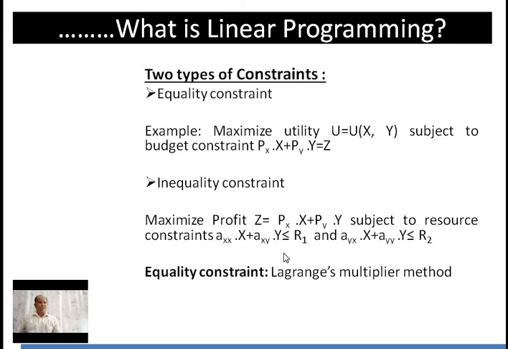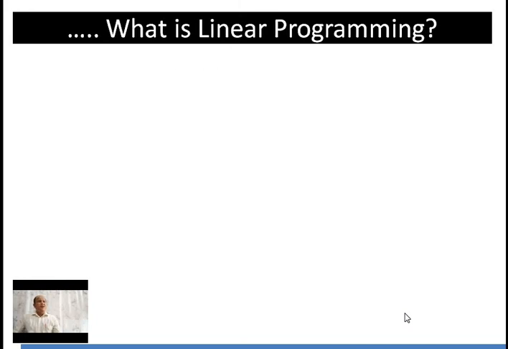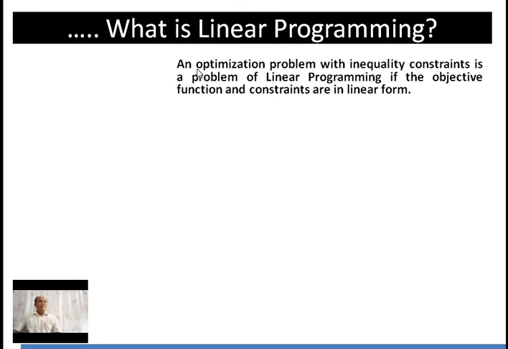Any optimization problem with equality constraints can be solved with the help of the Lagrangian multiplier method. And an optimization problem with inequality constraints is a linear programming problem. Now we have to define what is a linear programming problem. An optimization problem with inequality constraints is a problem of linear programming if the objective function and constraint functions are in linear form.